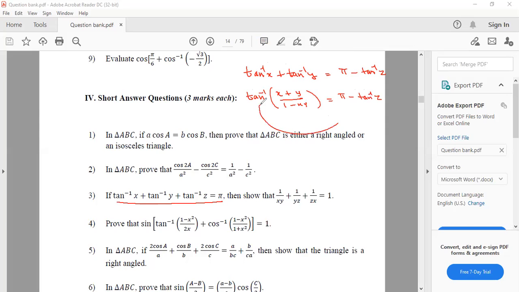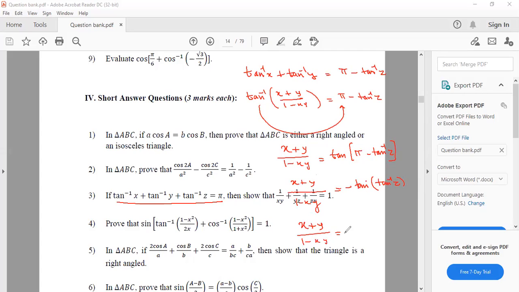Now bring tan inverse to this side. You need to find tan, right? What is tan of 180 minus theta? Minus, right? Yes, sir. So you will write here, since tan of 180 minus theta is minus tan theta. So x plus y upon 1 minus xy is minus z.